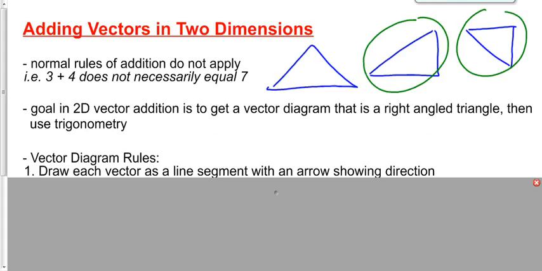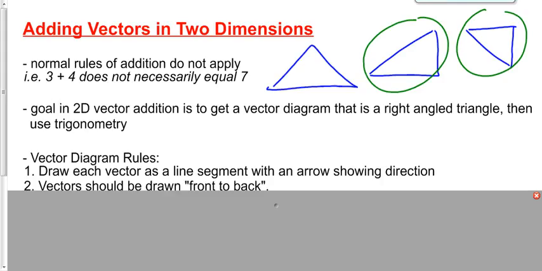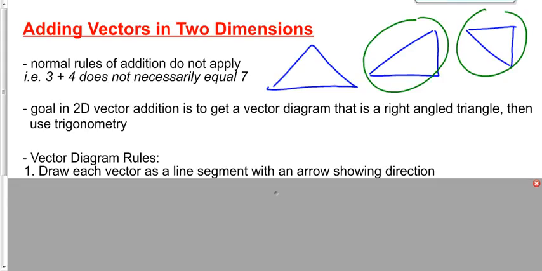Let's talk about the vector diagrams themselves. We know we need a triangle. We know what that is. But what's a vector diagram? Vector diagram is a diagram that shows the addition of different vectors. We first have to draw each vector. Each vector is going to be drawn as a line segment with an arrow showing direction. So if I asked you to draw a vector showing 10 meters to the east, you would draw a line segment with an arrow on the end of it showing 10 meters to the east.